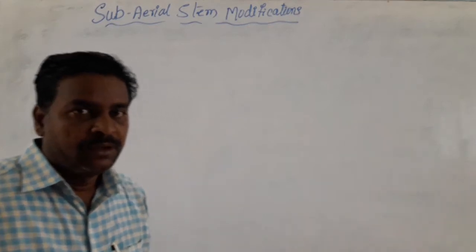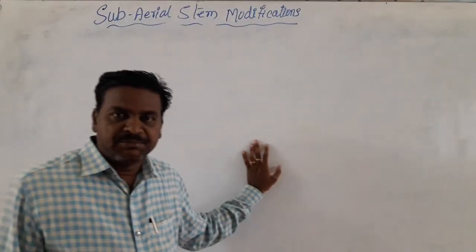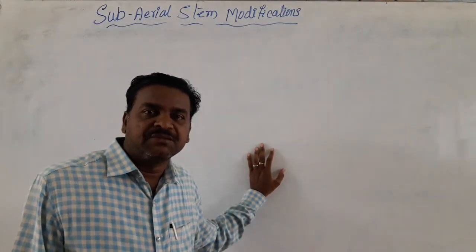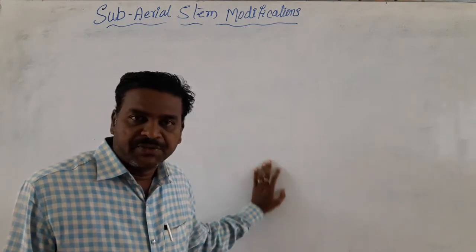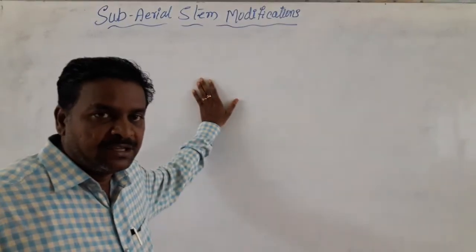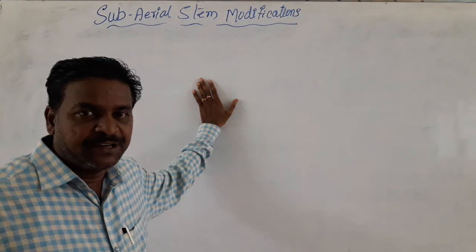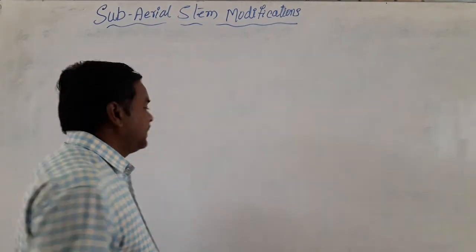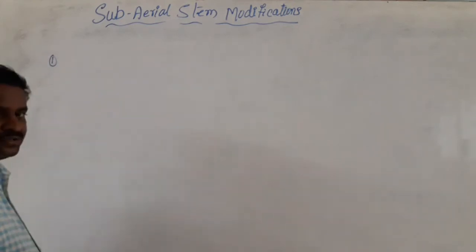The permanent structural changes that occur in subaerial stems to perform some additional functions along with normal functions, suitable for the environment, are called subaerial stem modifications. These subaerial stem modifications are of four types.